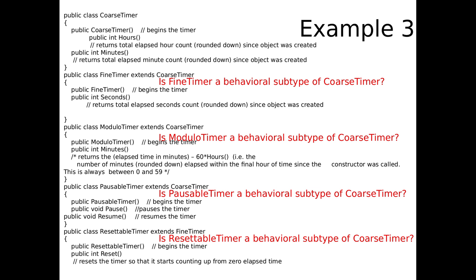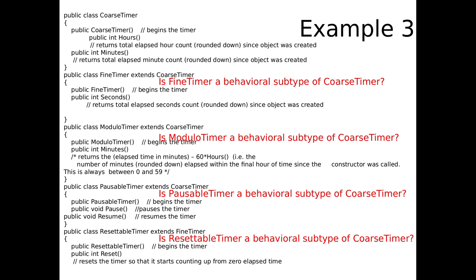But course timer. This one begins a timer, and then you can call hours to find out how many elapsed hours, or minutes to find out the number of elapsed minutes since it started. Here's bind timer. It extends course timer, and you can call seconds to get the number of elapsed seconds. That wasn't featured in the supertype, but here it can offer you information on the seconds. Is that okay? Yeah, this one's fine. If you think it's a course timer, you won't even know to call this guy, and it doesn't change anything badly. It's like having that extra counter.